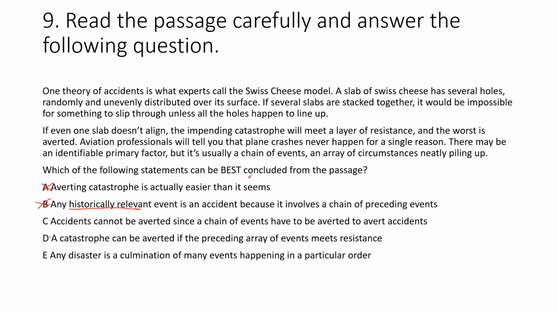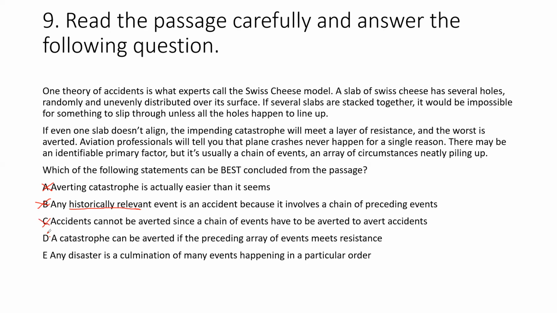So there could be a resistance, right, which comes like some identifiable primary factor. If you understand what the resistance or the primary factor is, and you relate to it, then you can avert it. Otherwise it is difficult. Okay, so C is again not required.